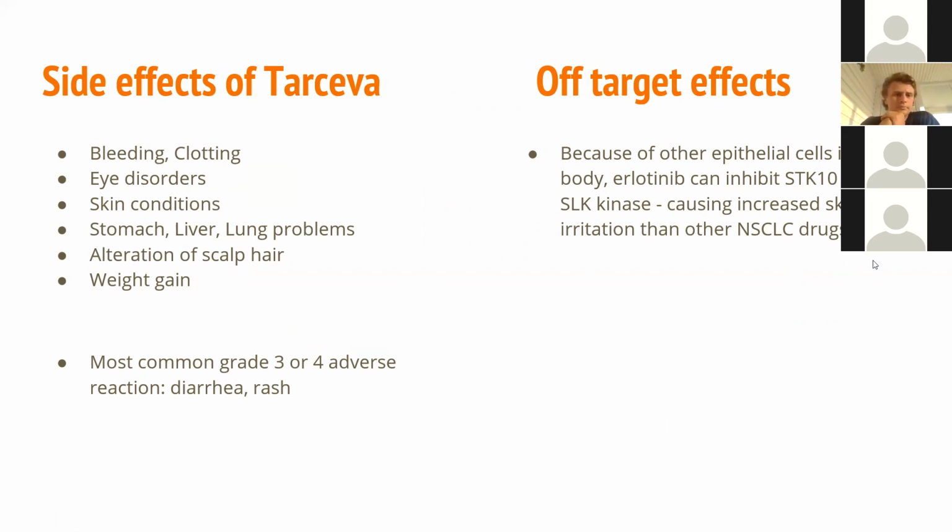Oh, okay. The most commonly seen grade 3 or 4 adverse reactions are diarrhea and rashes or skin irritation. This is because of the off-target effect. There are other epithelial cells found in the body, skin cells that are found on the surface of the skin and lining the GI tract, making, in some cases, Tarceva target those cells as well, making the adverse reactions worse. That's all I got.